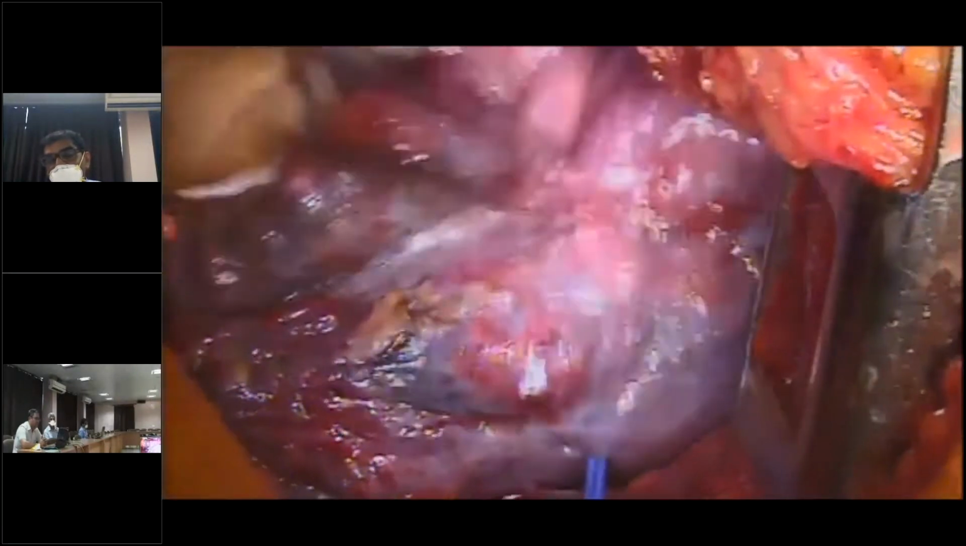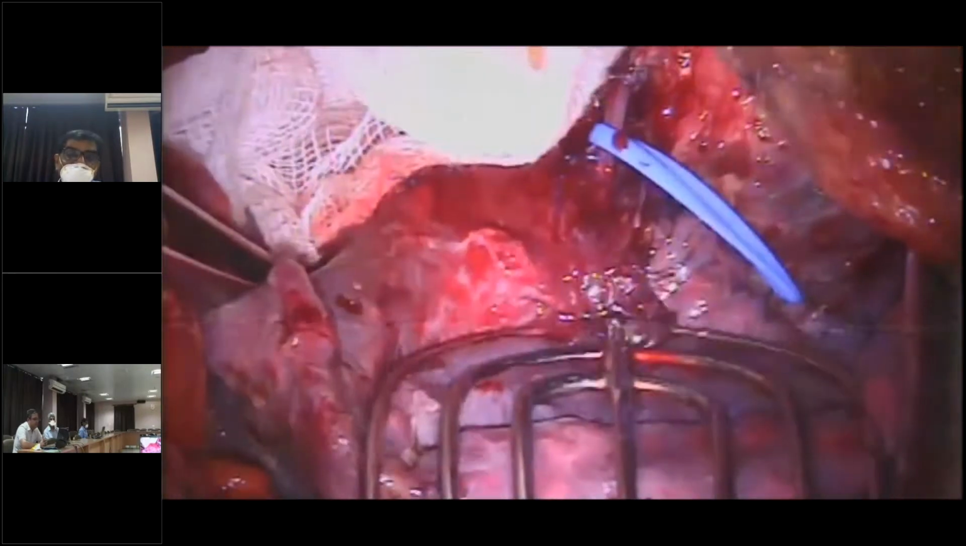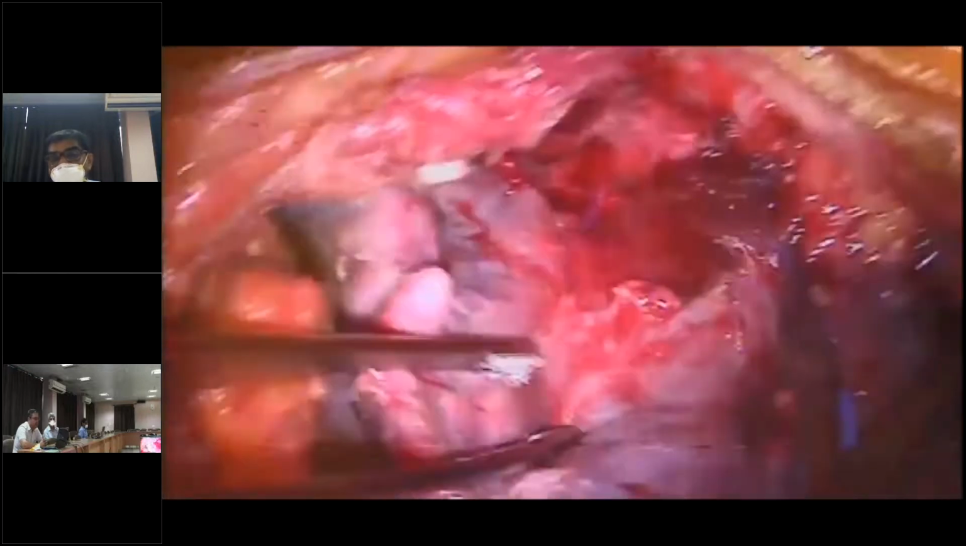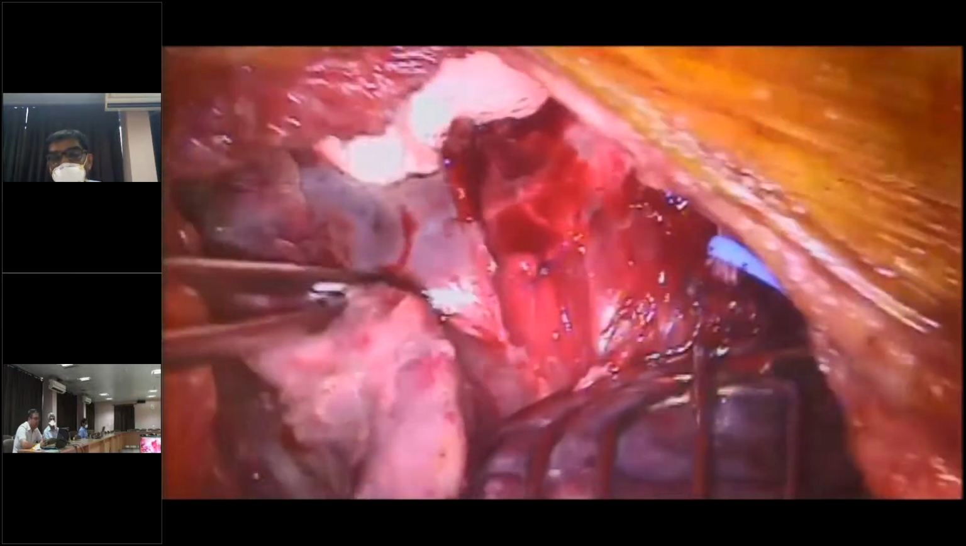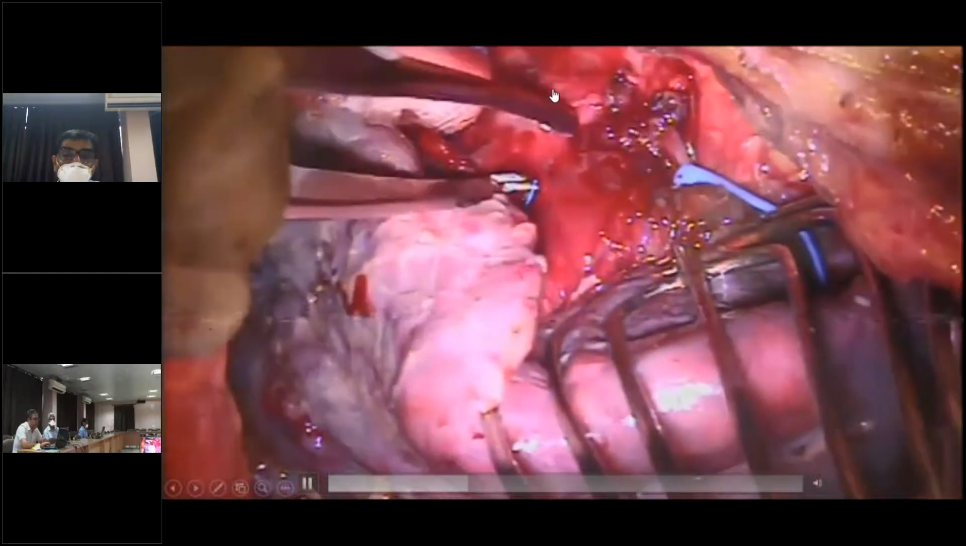So this is the right upper lobe. Rest of the lobe has been removed. This is the pulmonary vein, which is draining into the left atrium and has been dissected. Pulmonary artery can be seen jumping there. So this is our area of interest.